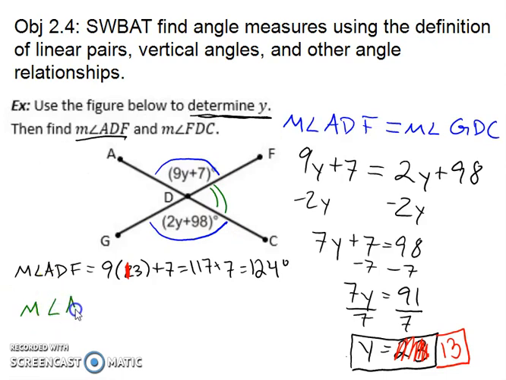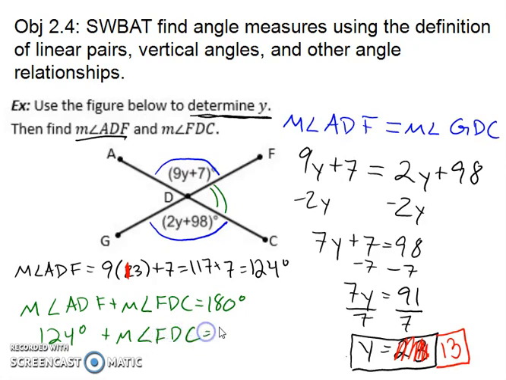Measure of angle ADF plus the measure of angle FDC, which is what they asked for, is equal to 180 degrees. We know that ADF is 124 degrees. So the last thing we have to do here is subtract 124 to get measure of angle FDC by itself. And when we do that, this comes out to 56 degrees.